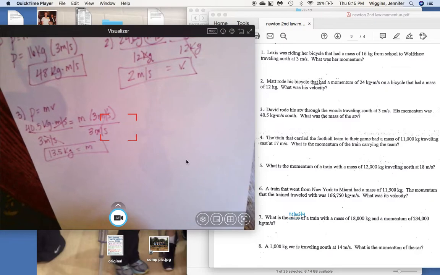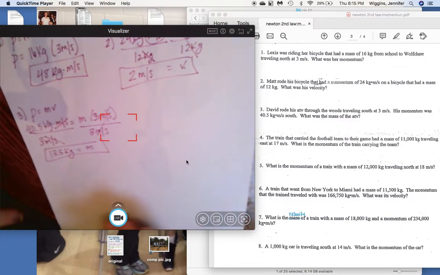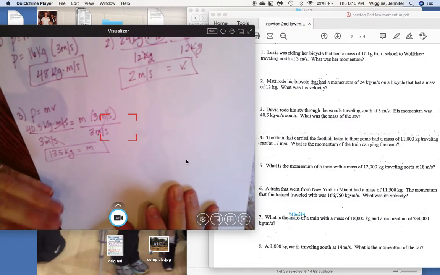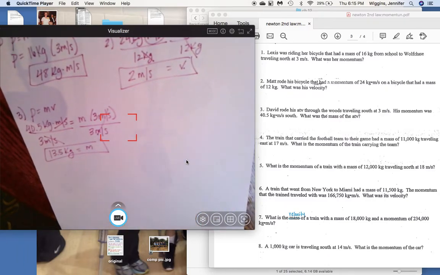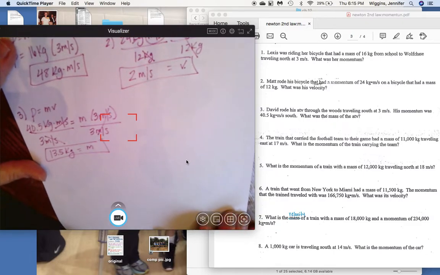Make sure it's clear. Make sure your decimals are good. Make sure you show all your work on all of these. And you box your answers really nicely. Okay? Show me your work.